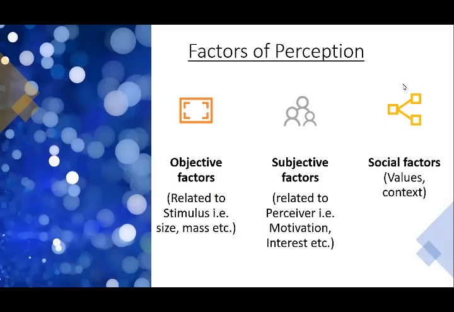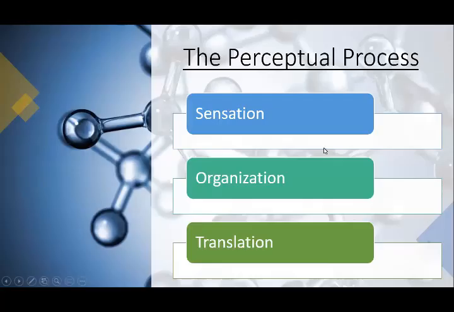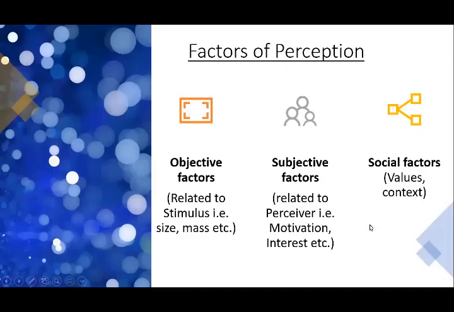Okay. Now, let's see what factors are affecting this perception, or what factors are affecting this organization and this translation process, right? In the next slide, we're going to cover the factors related to this organization and this translation. So, we divided these factors into three categories.